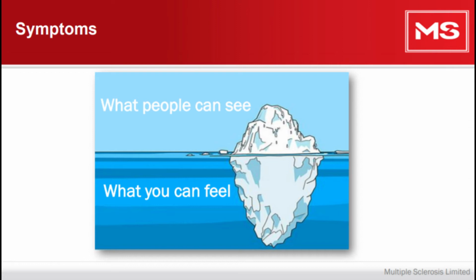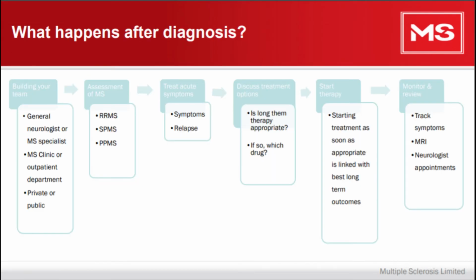So what happens after a person has been diagnosed with MS? Well, first of all, they'll start building a team, and the key person there will be their neurologist. They may go to an MS clinic or an outpatient department. They may be in the private or the public sector. They will be assessed as to what type of MS they have, of the three types we've discussed. Their acute symptoms will be addressed, and then treatment options in the long term, so disease modifying treatments, will be determined.